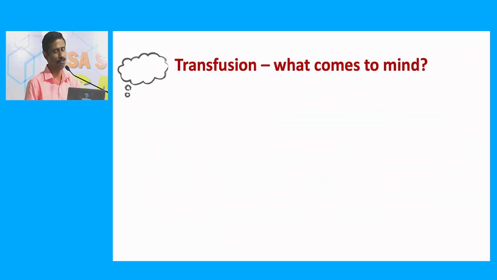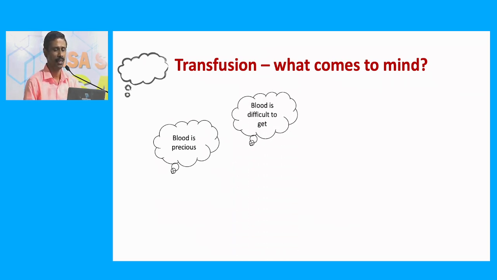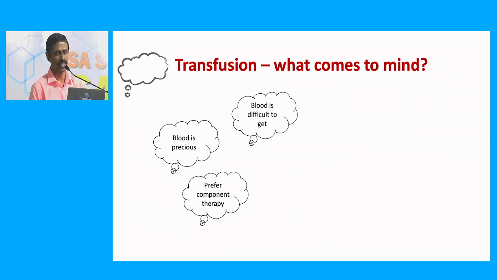And when we speak of transfusion, what comes to our mind? Blood is precious, definitely. We all acknowledge that. And it's difficult to get. In fact, one of the simplest ways of getting the patient relatives cleared from the ward is to start asking them to donate blood, and you will see one by one everybody clears from around the patient. And because it is precious, we now use component therapy. Every component of the whole blood is precious, so let's just give what is important.